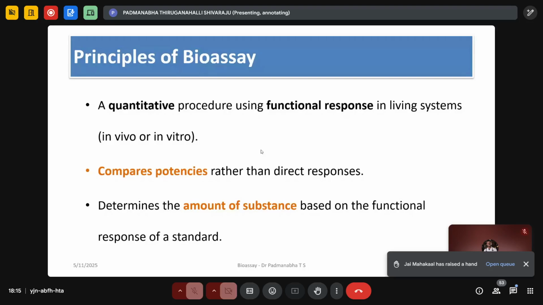For example, take aspirin. We know that aspirin has different effects at different doses. How do we quantify it? Based on the dose response relationship. At a lower dose it has antiplatelet action, at a higher dose it has antipyretic action, and at higher doses it has analgesic action with weak anti-inflammatory action. Such effects can be quantified through the bioassay based on the response.